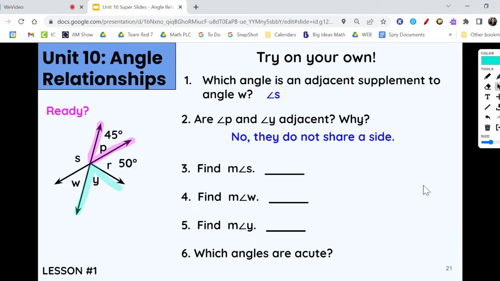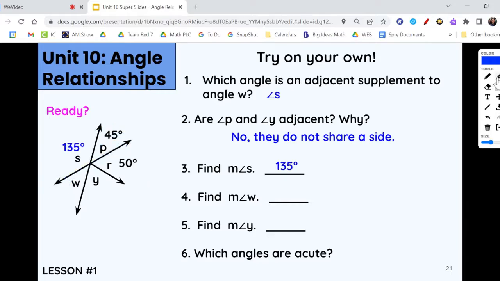Find the measurement of angle S. All right, well, for angle S, I see that this is a straight line. Straight lines add up to 180. If this angle is 45, I could just do 180 minus 45, and I'd find angle S. So it'd be 135 degrees.